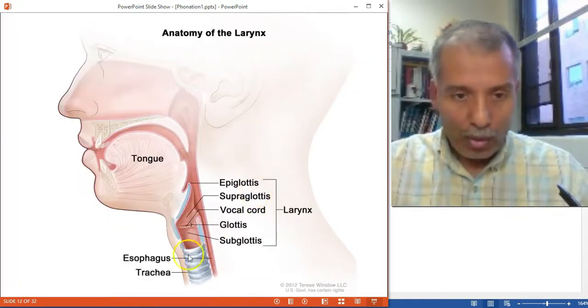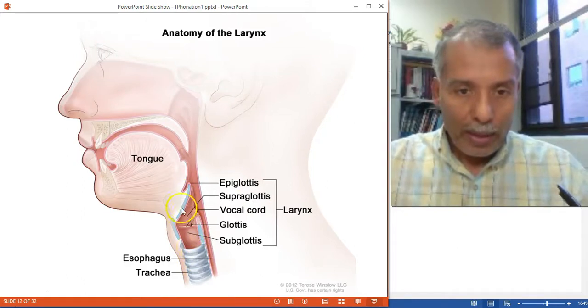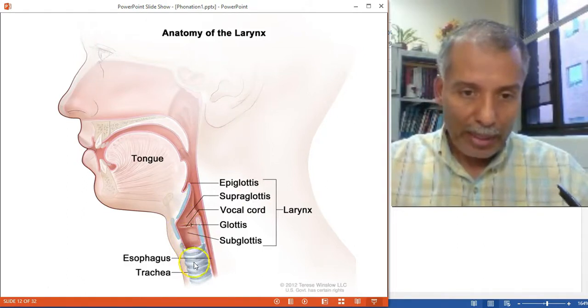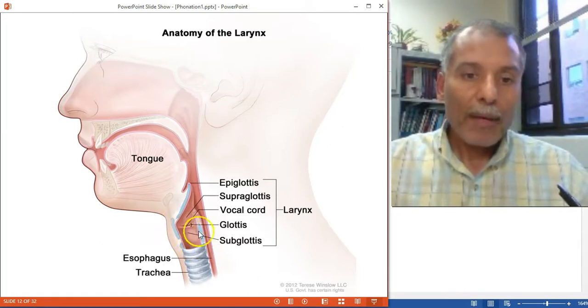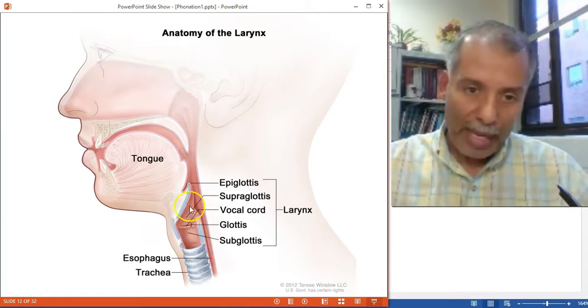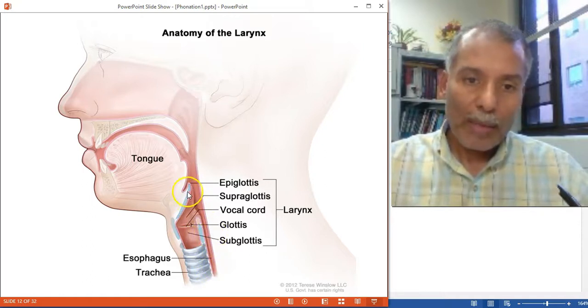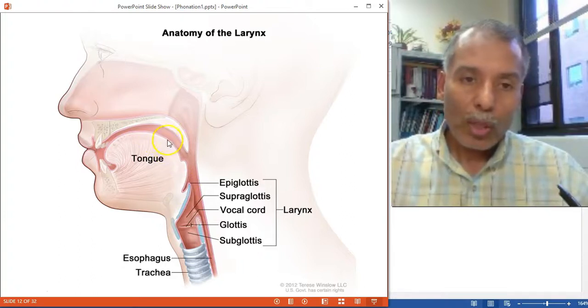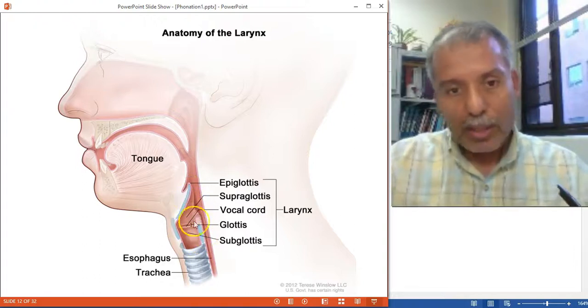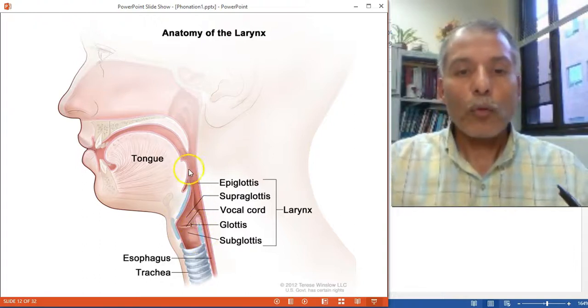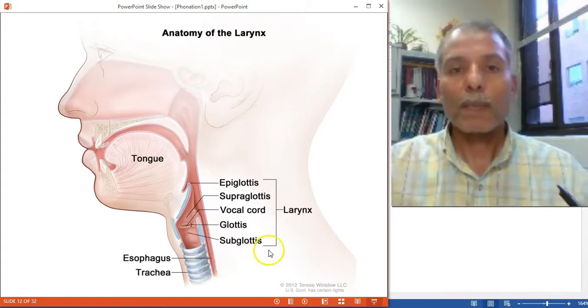So now you can see again here the trachea beneath the larynx, and behind the larynx and the trachea is the esophagus, and you can see the epiglottis. Immediately as the swallow reflex triggers, the epiglottis tips over and covers the entire laryngeal inlet, and the food goes over it, falling down into the esophagus.